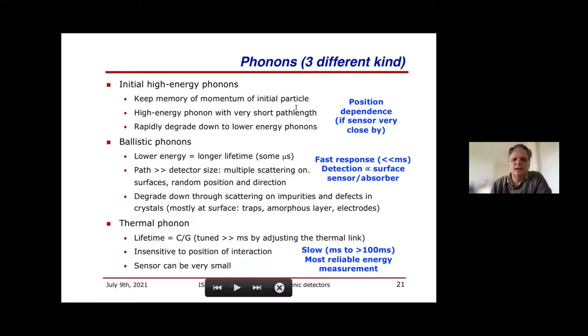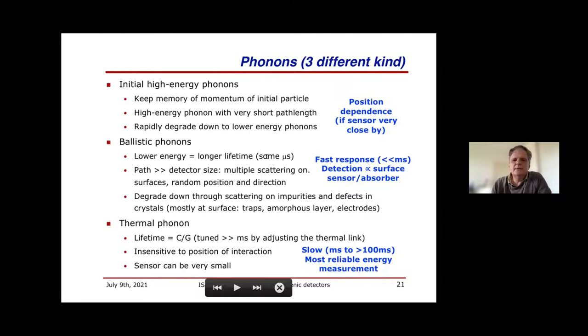These high energy phonons rapidly degrade to lower energy phonons, and then you have intermediate energy phonons. These are called ballistic. Why? Because since they are lower energy, their cross section of interaction with the imperfections of the lattice, so impurities, defects, and also what's on the surface, which is not germanium, is smaller. These disruptions will break the phonons to lower energy phonons. But since they are lower energy, they have smaller cross-section of interaction, they have longer path length, and therefore they can spread out in the entire detector.